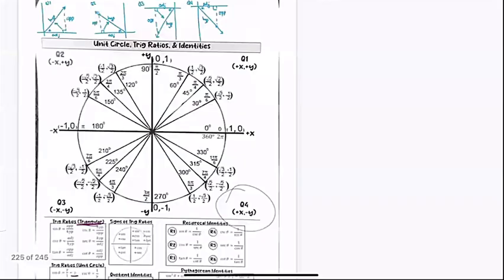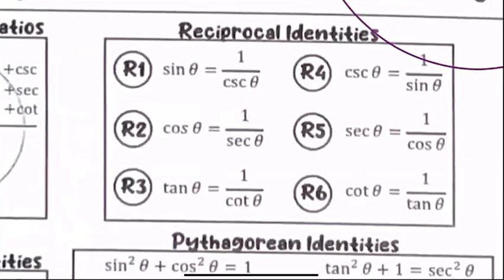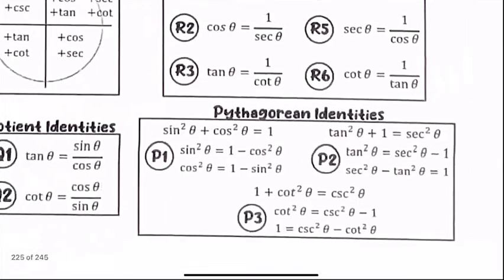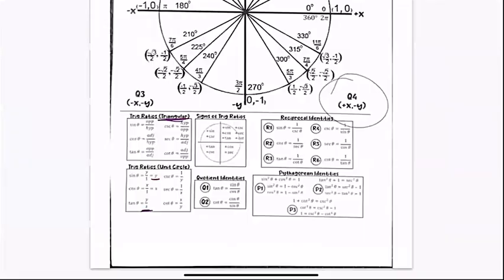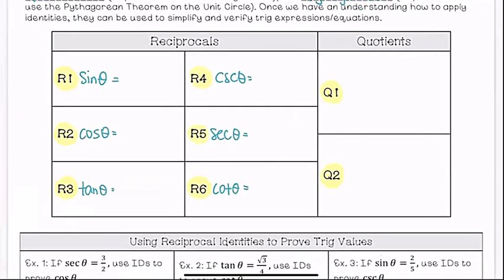It's also like that on the bottom of your half sheet, the one you'll be allowed to use on your final. Right here, it's labeled R1, 2, 3, 4, 5, 6. We also have Q1, Q2 for today. And then we're going to use P1, 2, and 3 next time. So let's fill in our Q1, 2. Q1 is saying that tangent is tangent because it is sine divided by cosine. And then Q2 says that cotangent, because it is the reciprocal of tangent, is just the flip over of that, cosine over sine.